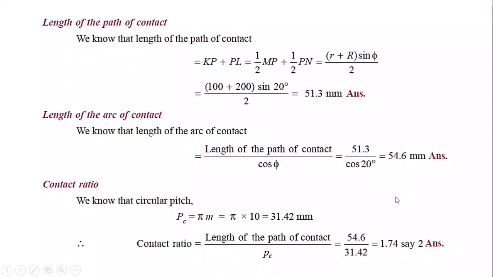I hope you understand this problem and the interference of the involute gear profile. What is interference? What is undercut? How to avoid the interference? I hope you understand. If you have any doubt, just comment in the comment box.